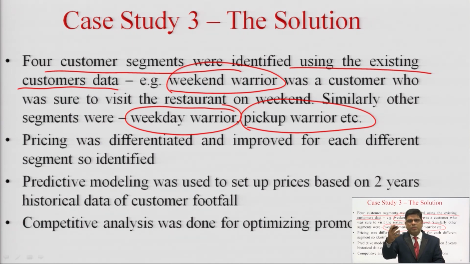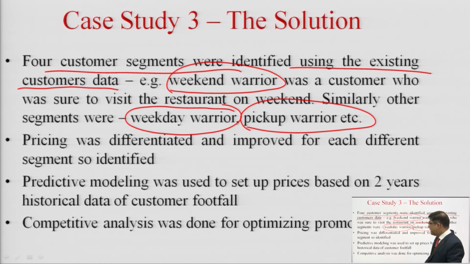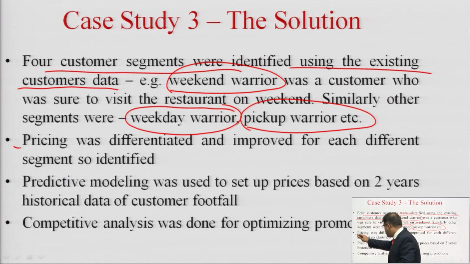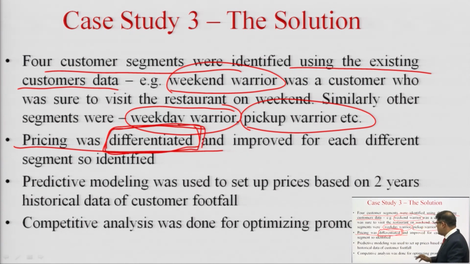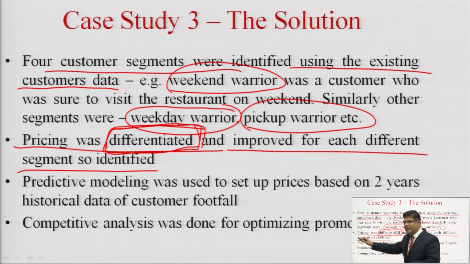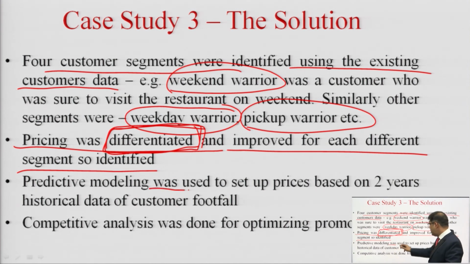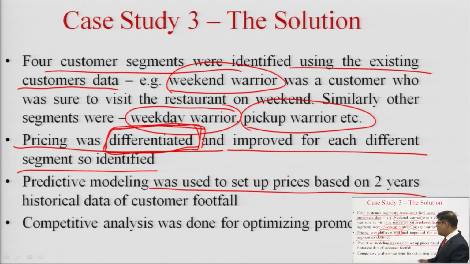So, like this various consumer profiles were created, segments were created after going through the consumer data, after going through the historical consumer data. Pricing was differentiated. So, for each of the segments pricing was differentiated. So, no longer was the restaurant working on a fixed markup type of system. So, pricing was differentiated and improved for each of the different segments so identified, and predictive modeling was used to set up prices based on 2 years historical data of the consumers' footfall.